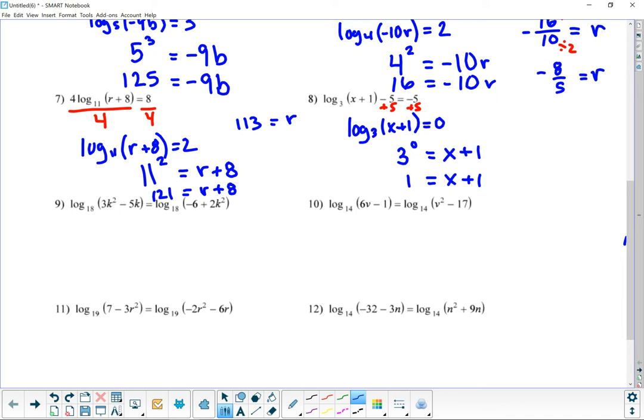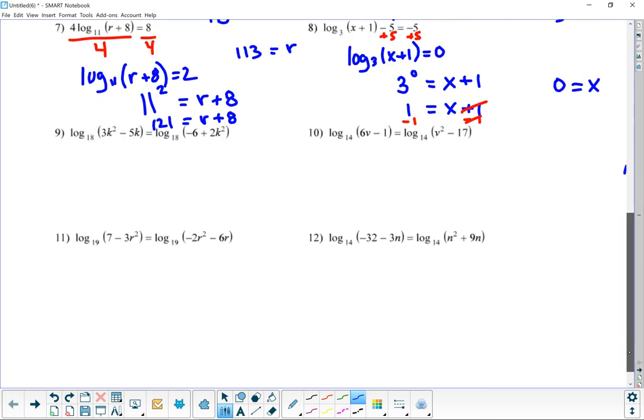And if I subtract 1 from both sides, I'll just do it here really quick. I will get my answer of x equals, and 1 minus 1 is 0. That's my answer. Okay, number 9. So back to being a little simpler, because there's log base 18 on both sides. So if that's the case, I can rewrite these as 3k squared minus 5k equals negative 6 plus 2k squared.